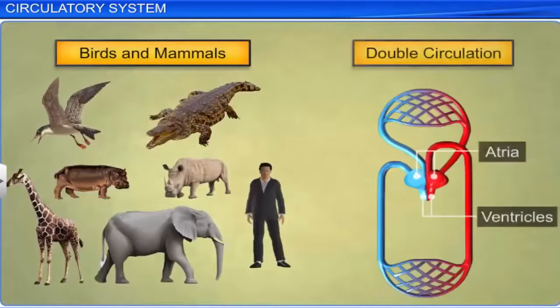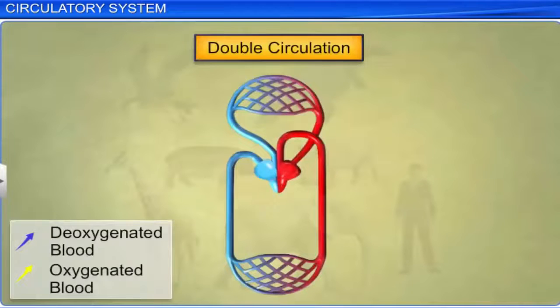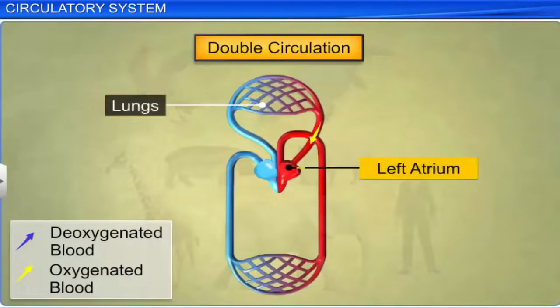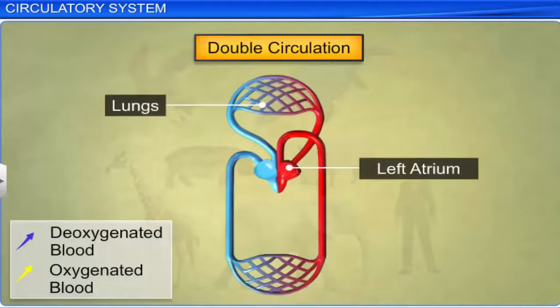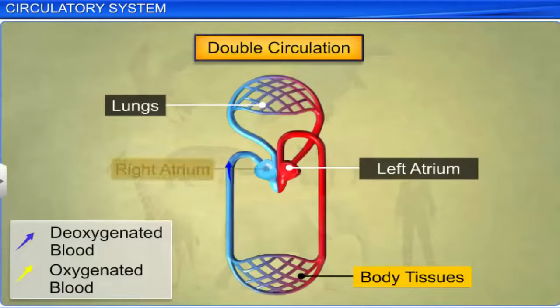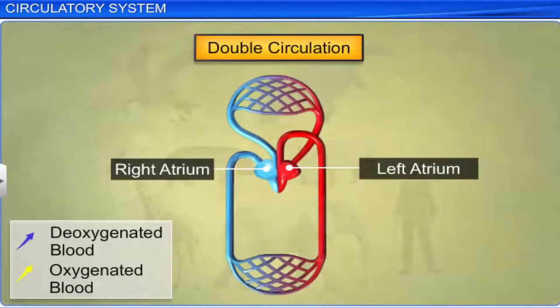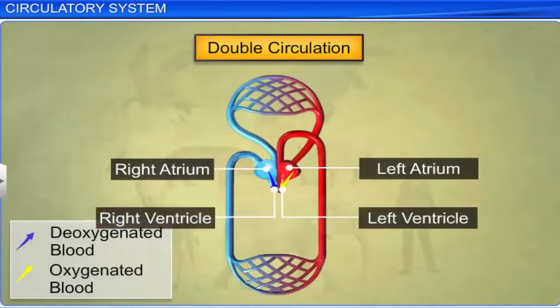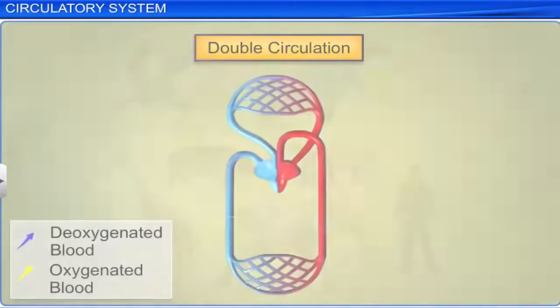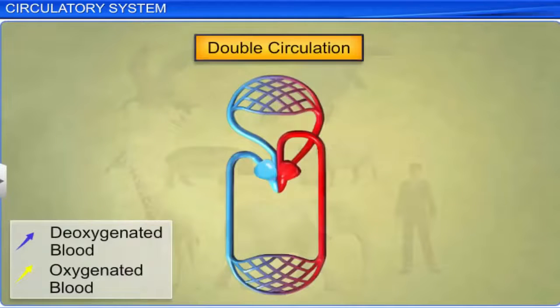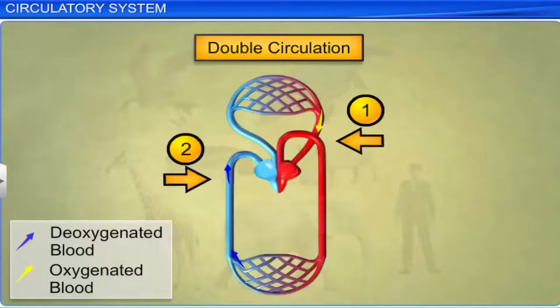Birds and mammals exhibit double circulation. Oxygenated blood from the lungs reaches the left atrium, while deoxygenated blood from body tissues reaches the right atrium. The blood from both the atria is released into their respective ventricles, thus preventing any mixing. In this way, blood passes through the heart twice during circulation, and hence this is called double circulation.